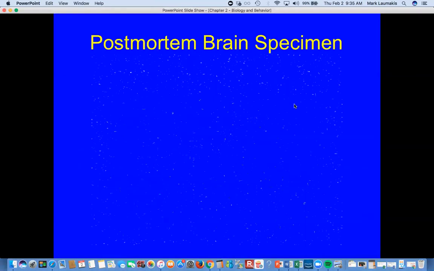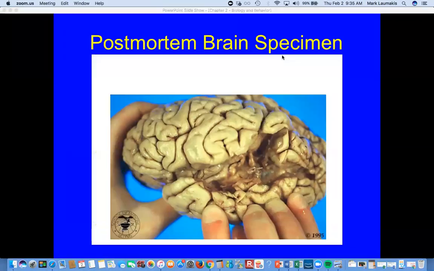So what does the post-mortem brain specimen look like? Well, it looks like this. And to orient you to this, over here on the left side is going to be the front of the brain. If that's the front, then over here we're going to have the back. That then means this is going to be the top. And down here where the guy's holding it is going to be the bottom of that brain.